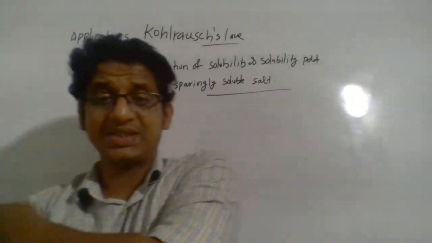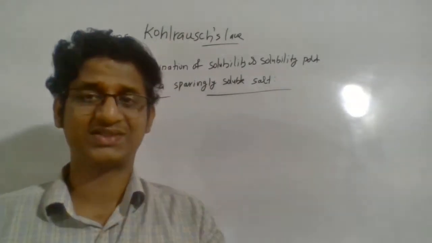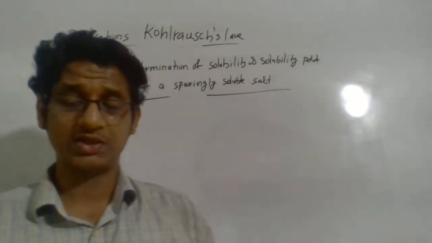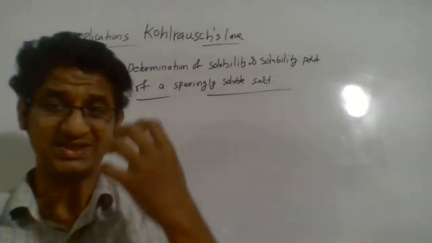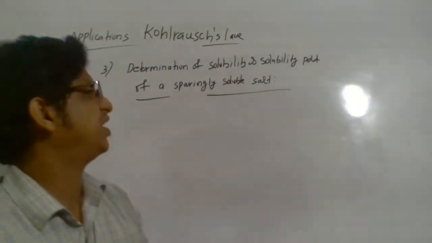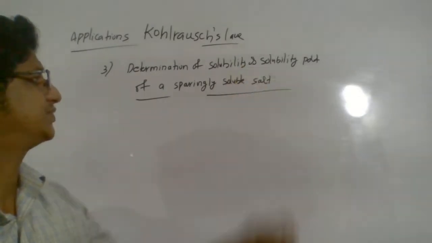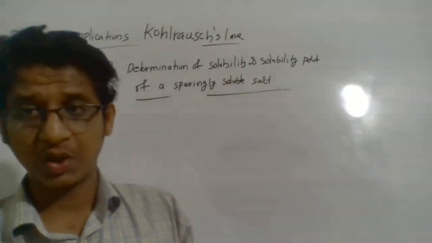We know some salts easily dissolve in water. Some salts dissolve very little in water. Such salts we call sparingly soluble salts, where the solubility in water is very low. So now, how can you find the solubility and solubility product using the application of Kohlrausch's law?